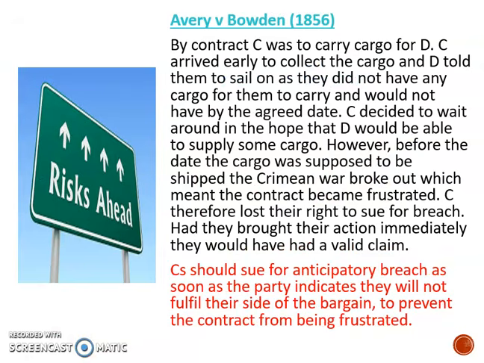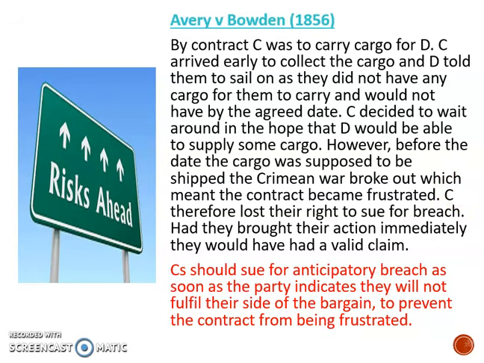In the case of Avery and Bowden, the court said that claimants should sue for anticipatory breach as soon as the other party indicates that they won't fulfill their side of the bargain. And the reason for this is to prevent the contract from being frustrated. And we're going to look at discharge by frustration next. But in this particular case of Avery, the Crimean War broke out, which frustrated the contract. Now, when a contract is frustrated, it unravels the contract.